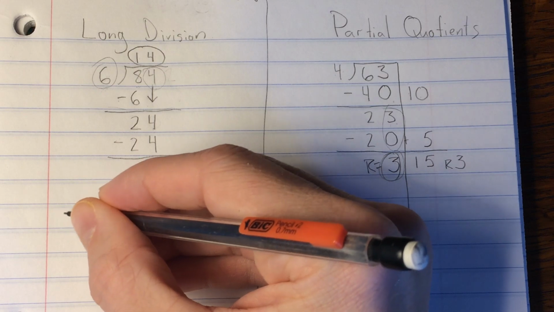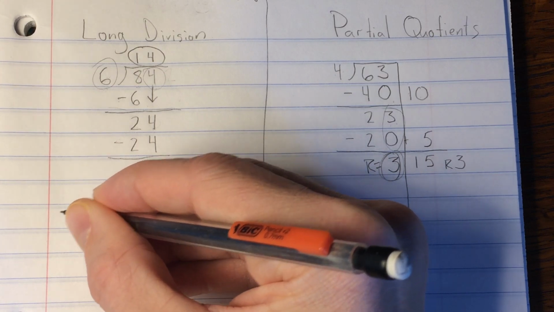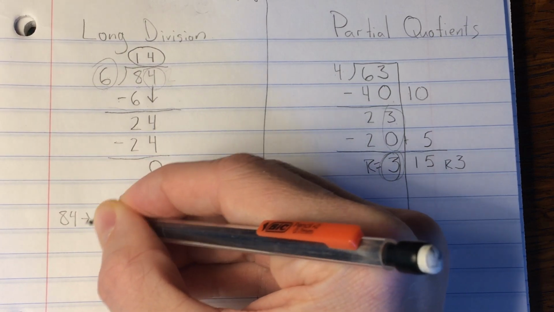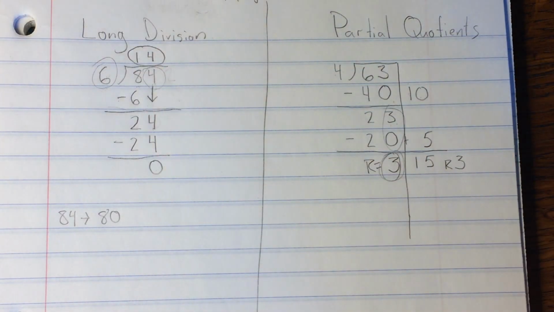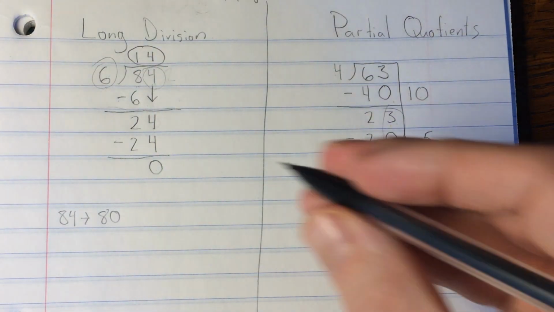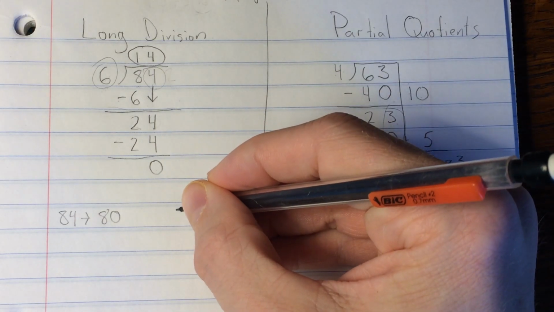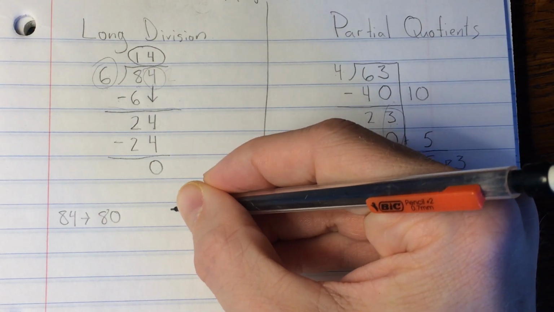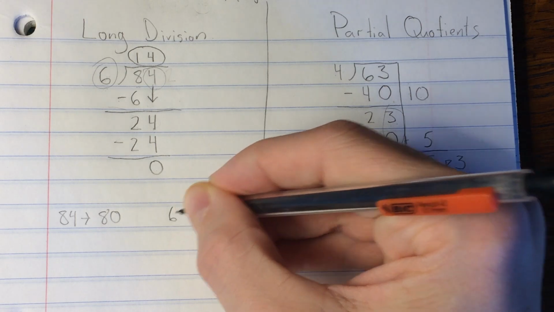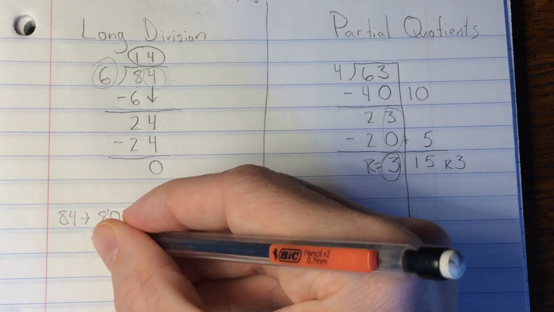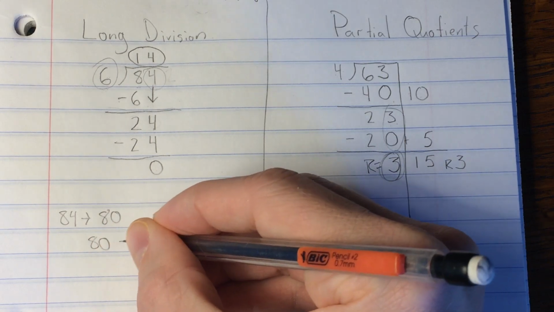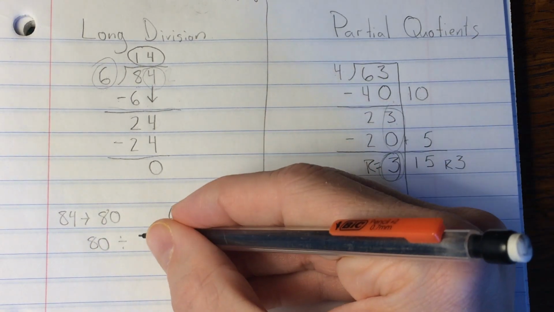And I would just round the 84 to 80. And I would take this 6 and I would round him either to 10, which is kind of far away, or I would round him to 5. And I think I'm going to be daring. I'm going to round him to 5. And that creates an estimate problem of 80 divided by 5.